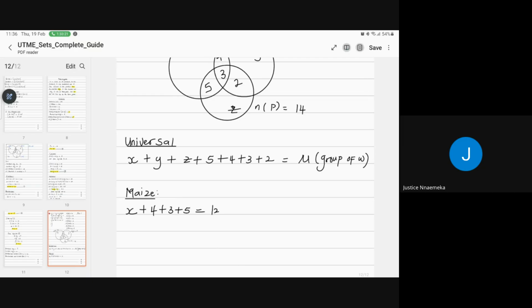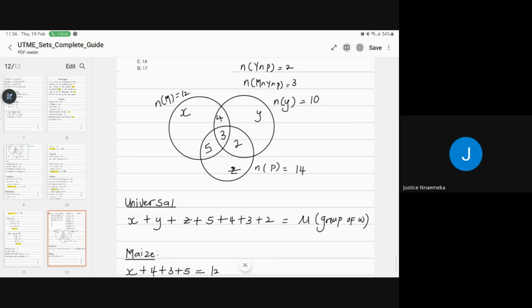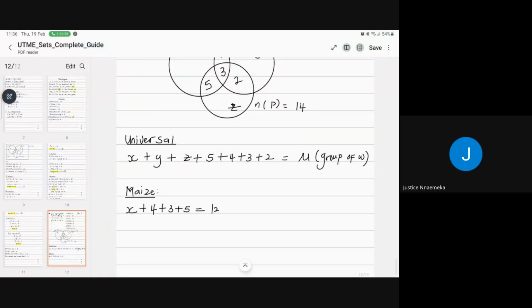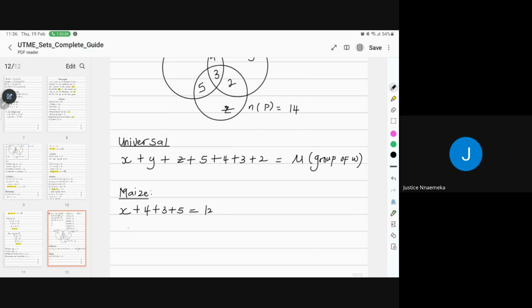7 plus 5 is 12. Right? Yes. Good. So that means that X plus 12 is equal to 12, so that X is equal to 0. So what does that tell you?